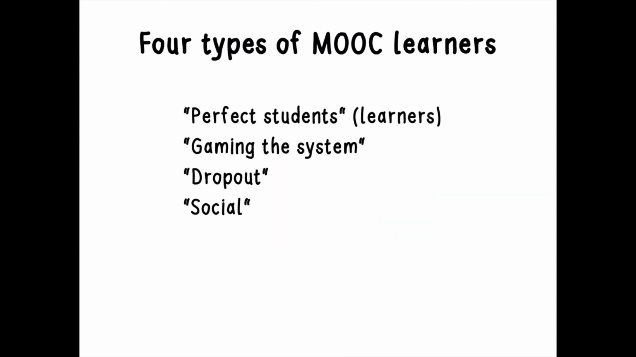So these two researchers, Khalil and Ebner, found 4 types of MOOC learners. They found at first perfect students who did everything, watched videos, made quizzes, were communicative. The second group just made more or less the quizzes to be successful at the course. The third group were dropouts. And the last but very small group were social people, only going more or less into the discussion forum to discuss and communicate with others.